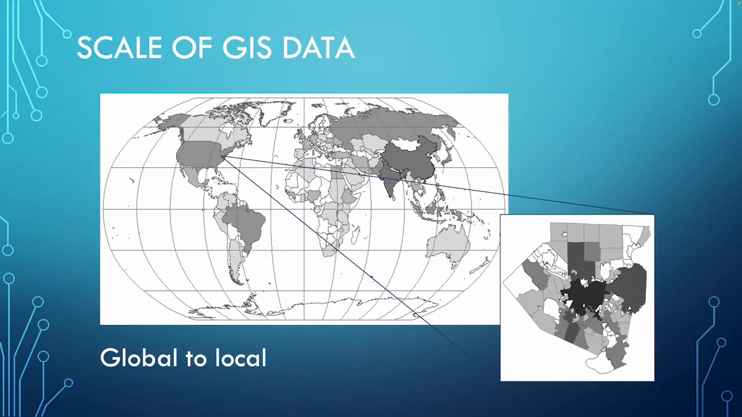You don't know? Feels like a trick question. I think it'd be small scale. Why do you think it's a small scale map? Because that would be large scale, because you're zooming in on one specific area. That is correct. All right, so this is a small scale map and this is a large scale map.